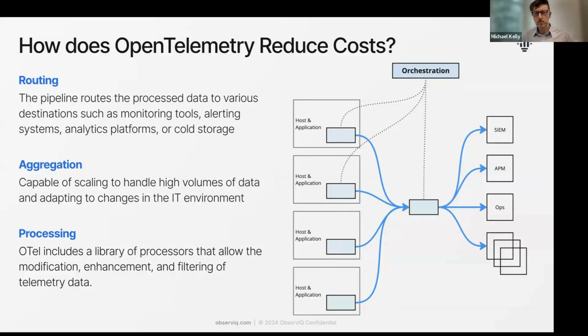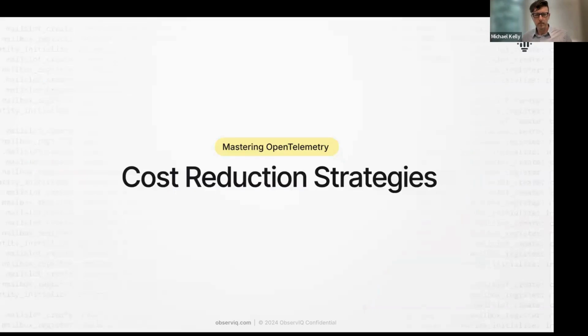But those are the two key levers that we have. One is, once we have the pipeline in place, how do we route and process that data in the best way possible? And then prior to that, what are the benefits of getting it in place to simplify and reduce the complexity that allows you to get to this point? So we'll go through a couple of strategies and also some demos.